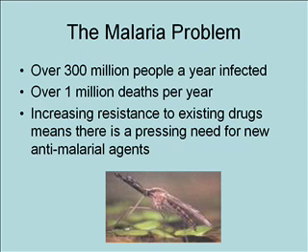So first of all, why are we working on malaria? Well, it turns out that it's still a really huge problem. I don't know if everybody realizes it, but there are at least 300 million people a year infected and over 1 million deaths per year. These are pretty conservative numbers, actually. We don't see that in the United States, but around the world, it really is still a huge problem.